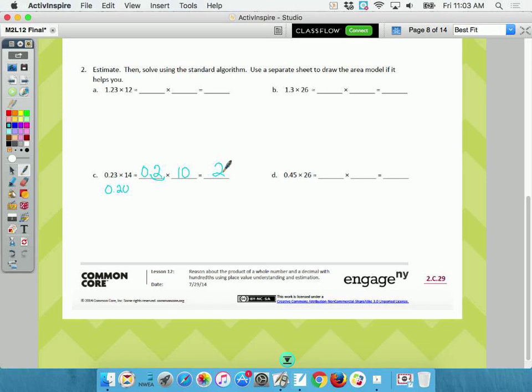Okay? Because it's the decimal hop. So that's been kind of messing kids up. Your answer is going to be somewhere near the whole number of 2. Okay? Let's take a look at this one.